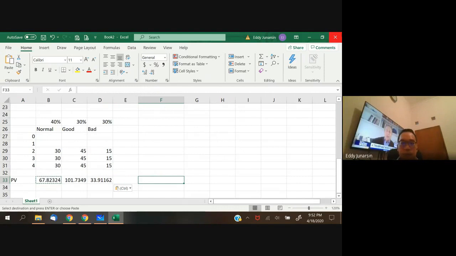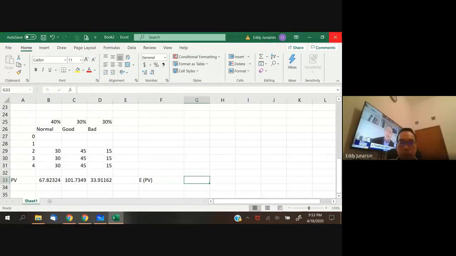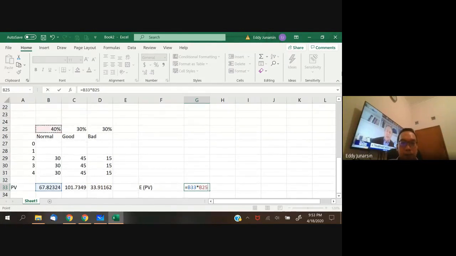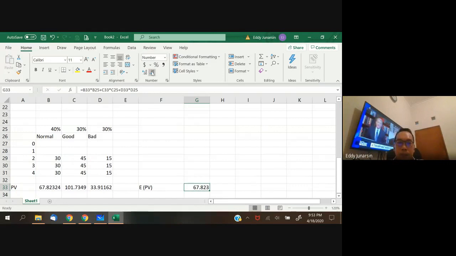And then we'll find the expected value of the present value, right? So this would be 67.82 multiplied by the probability of happening, right, plus the good scenario times its chance, plus the bad scenario times also its probability of happening. Okay, so we find the expected, or the weighted average present value is 67.82.